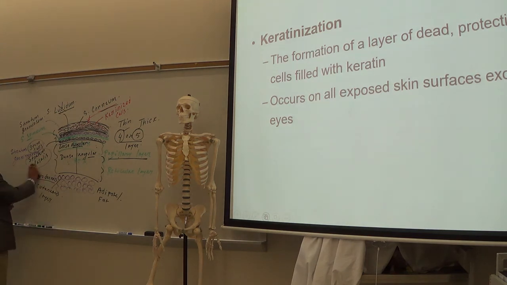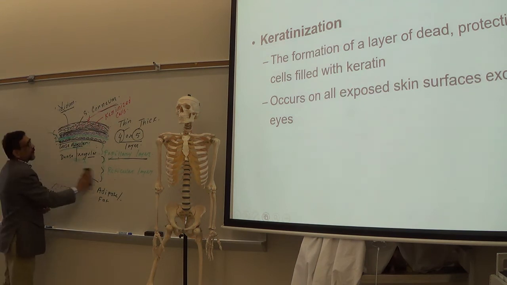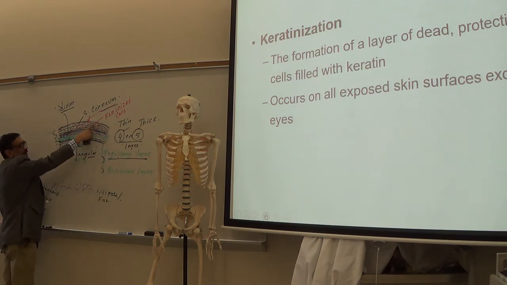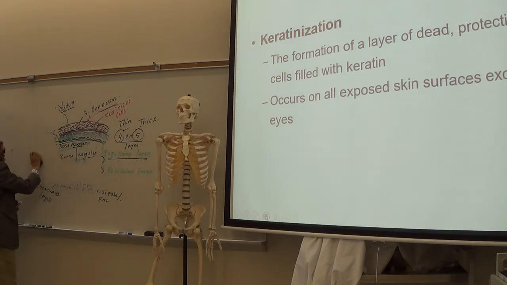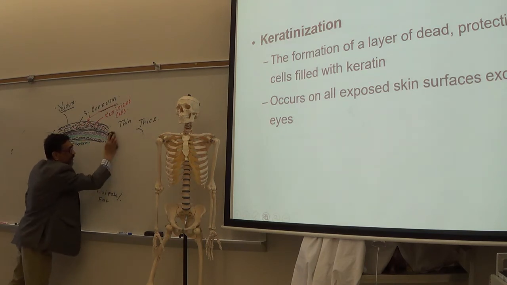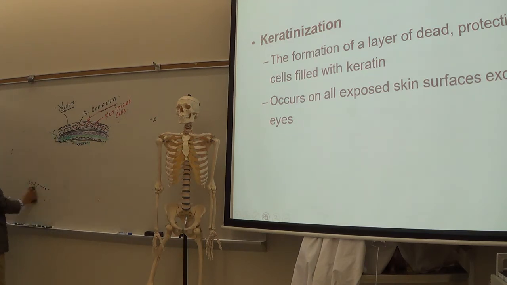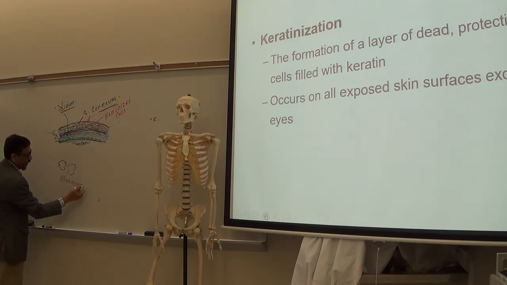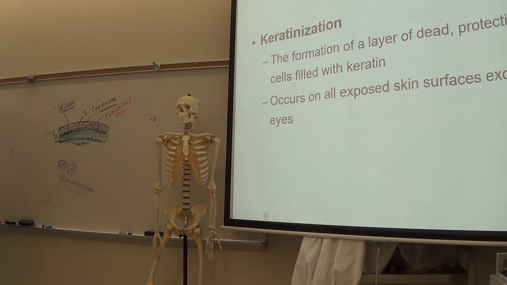Keratinization. You remember I said that these cells are filled with keratin. That's why these are called keratinized cells. Now, how these cells get filled with keratin, that process is called keratinization. Okay? So here you see what happens. In the epidermis, you have one type of cells. These are called keratinocytes.